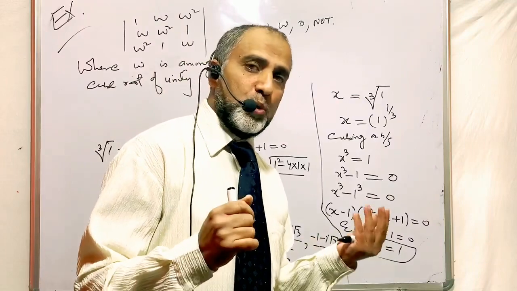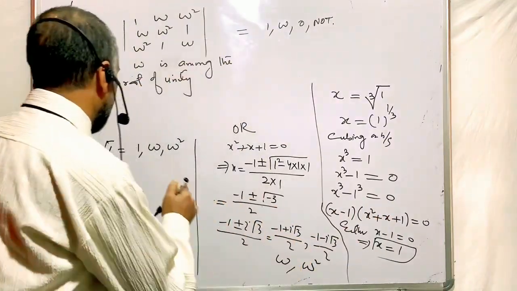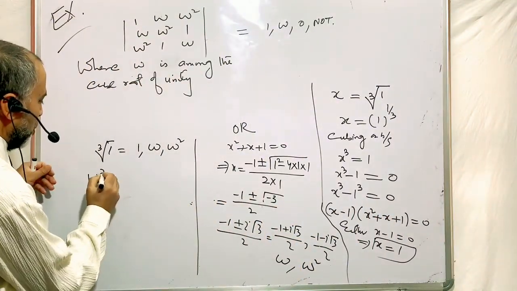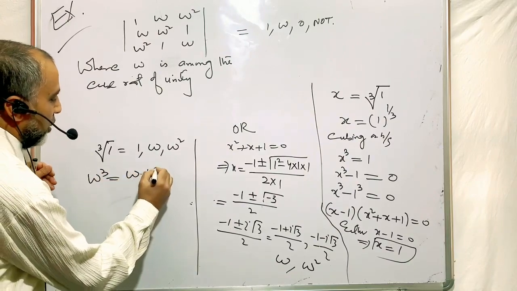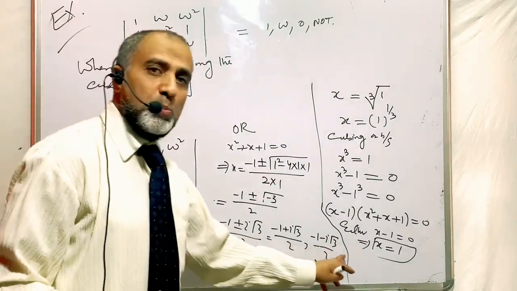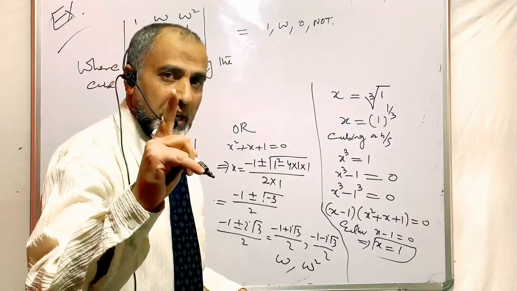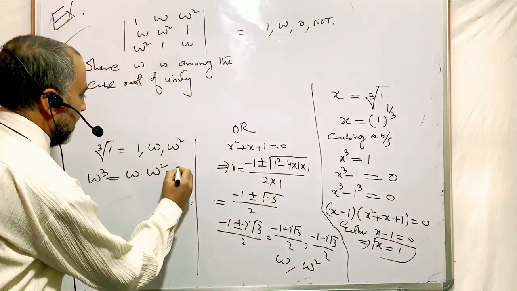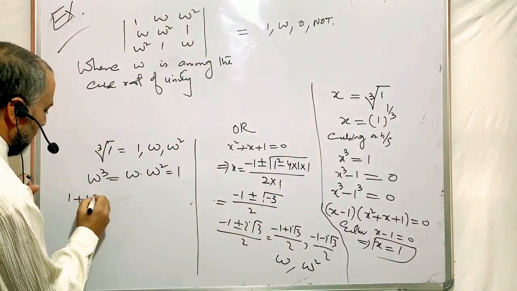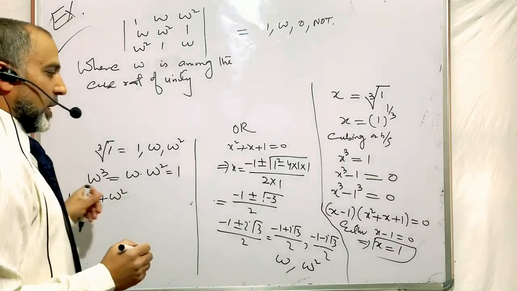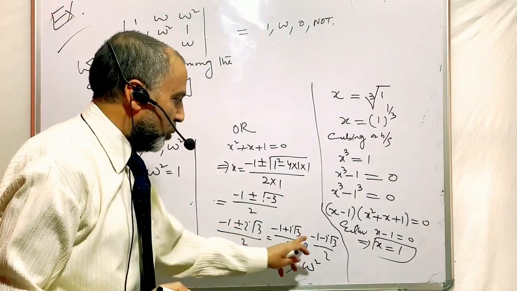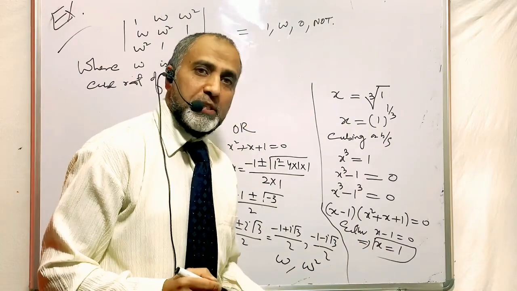Now if we look at some properties, you will see omega cube can be written as omega into omega square. When you multiply these two, you will get the result as 1. Or 1 plus omega plus omega square: if you add these three, that is equal to 0.